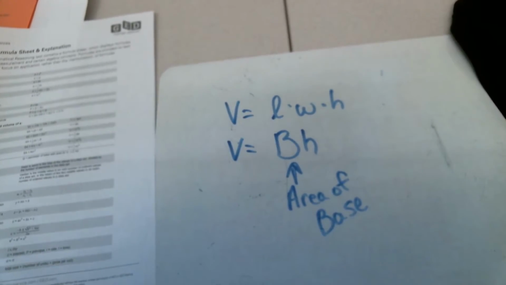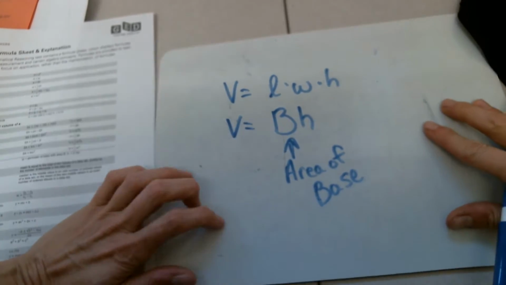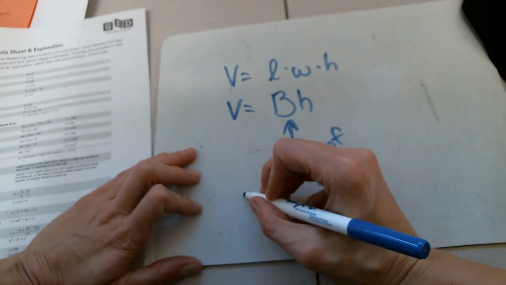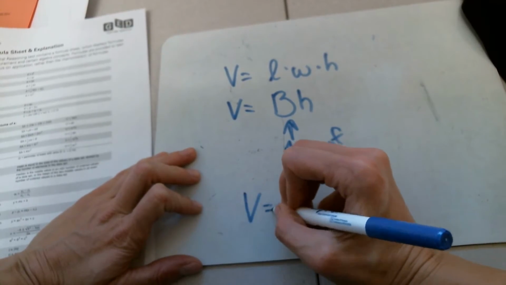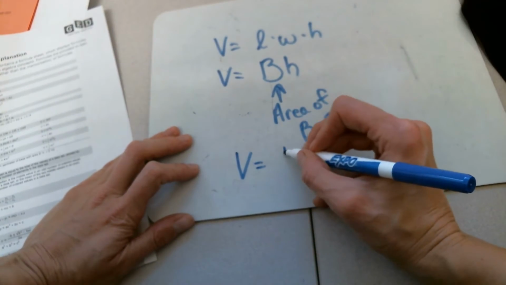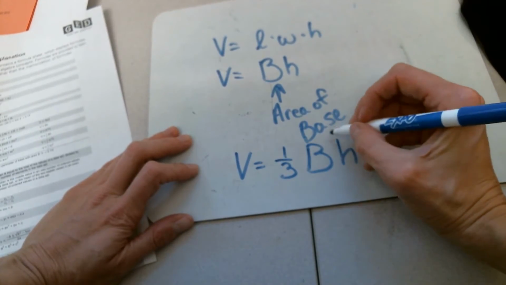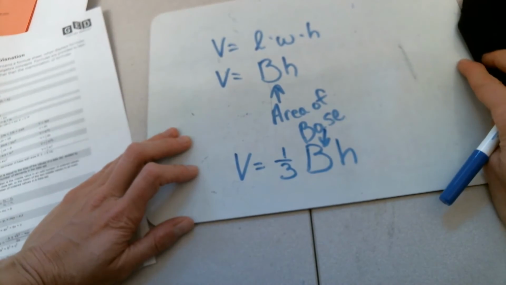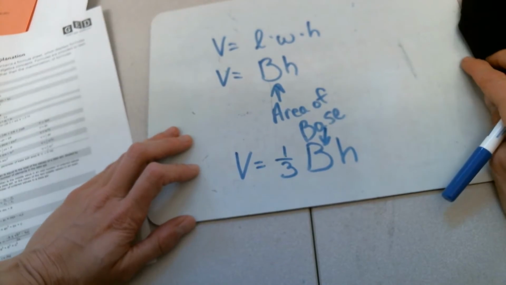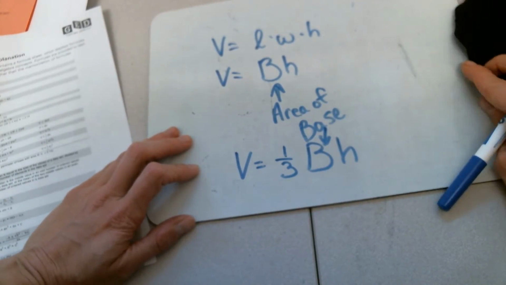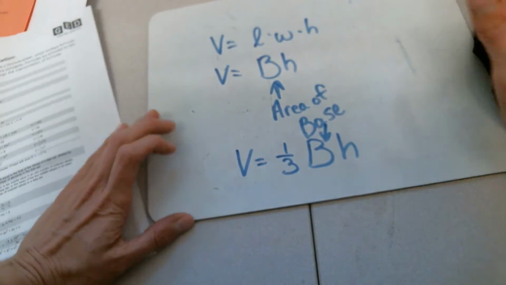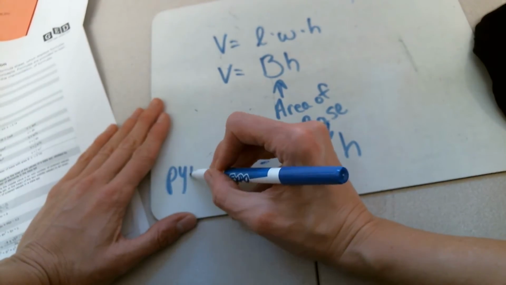Okay. The next one is for the cylinder. So volume of a cylinder equals 1/3 area of the base times the height. So remember that big B means area of the base. Oh, that's for pyramid. I'm sorry. Let's go back. So this one's for pyramid. I'll do cylinder in just a minute.